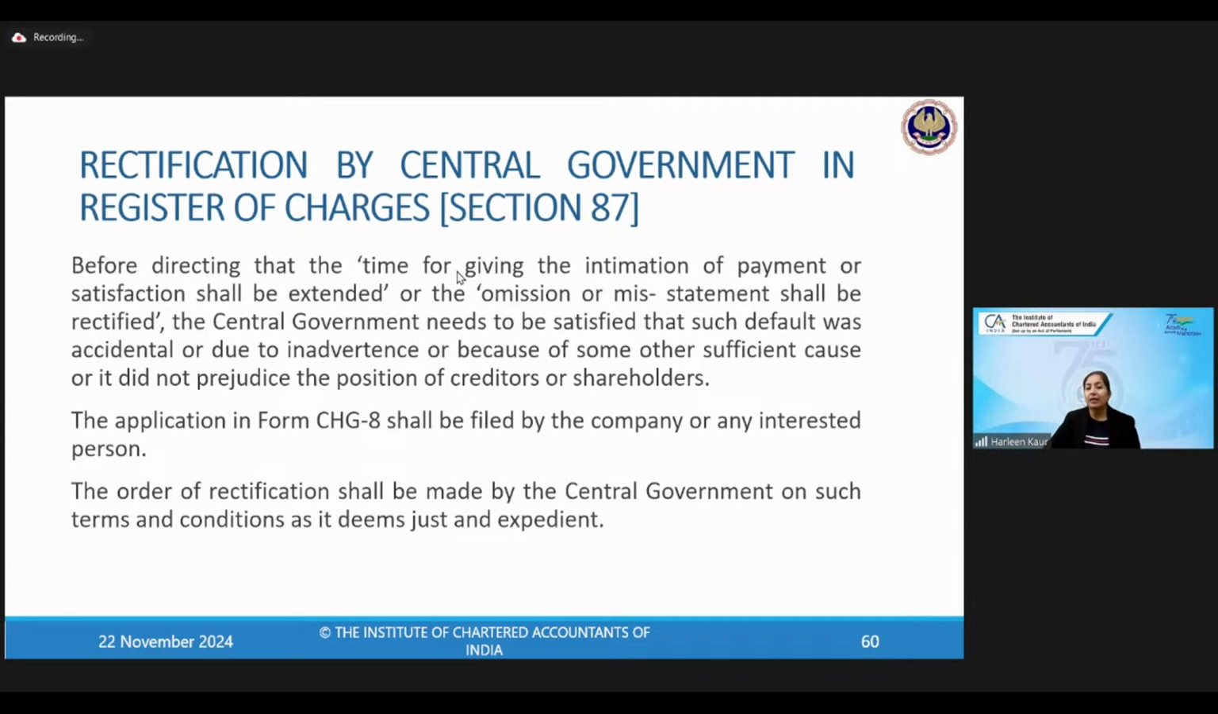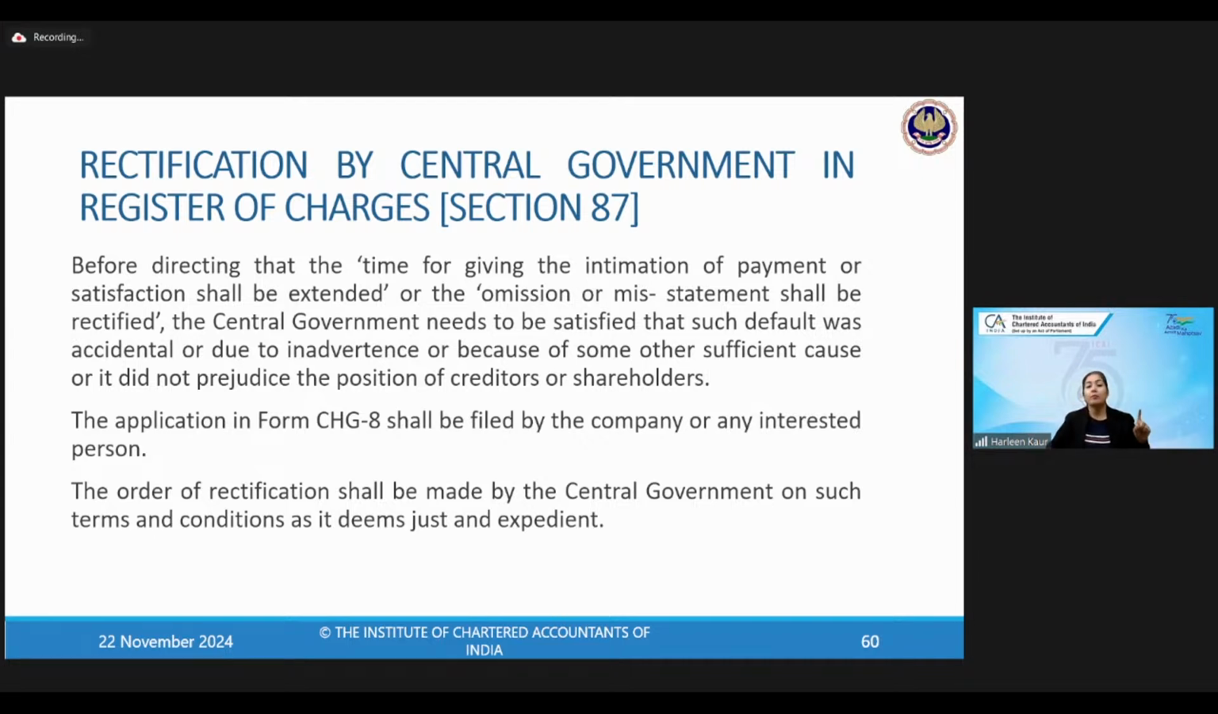Before directing that the time given for the intimation shall be extended or the omission shall be rectified, the Central Government needs to be satisfied that it was accidental or due to inadvertence or because of some other reasons, and that it does not affect the positions of creditors and shareholders. The Central Government has to be sure that other creditors are not getting affected because of this extension of the time period that you are asking. Or if any omission that you have made was accidental, not deliberate, by mistake. Inadvertence means that it was not done intentionally. Then only the Central Government will pass the order that yes, you can make the rectification in the register of charges.